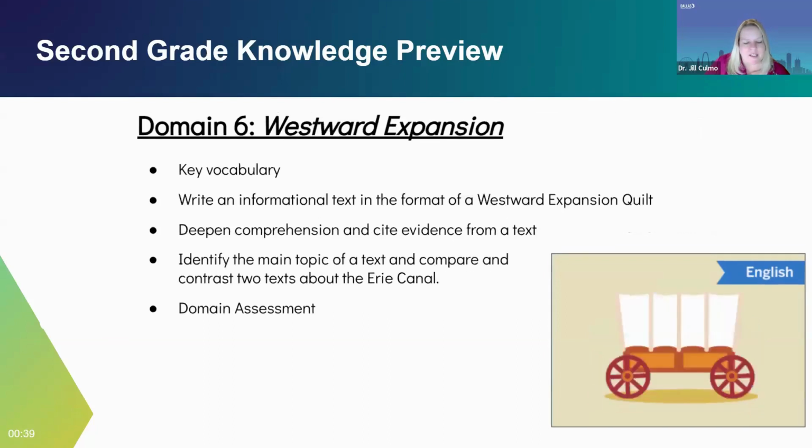And then finally, we have Domain 6, Westward Expansion. Building on an earlier domain, students continue to study the history of the United States during the time of westward expansion during the 1800s. Students explore why pioneers were willing to endure the hardships to move westward and learn about innovations in transportation and communication, including the steamboat, the Transcontinental Railroad, and the Pony Express.